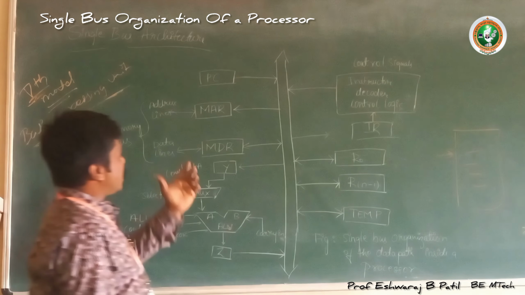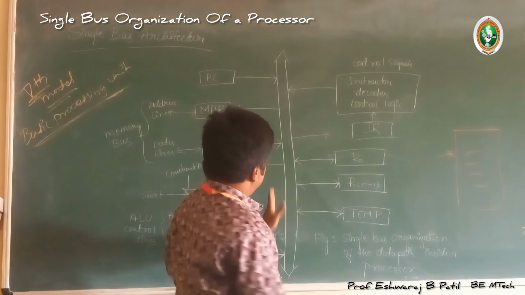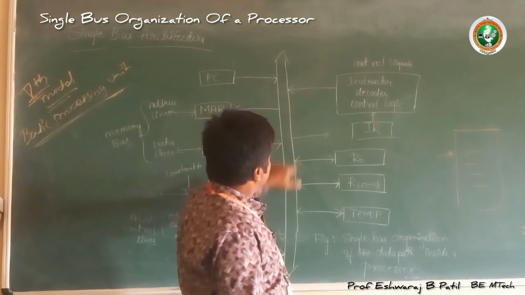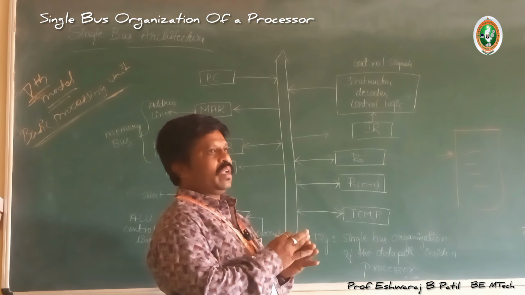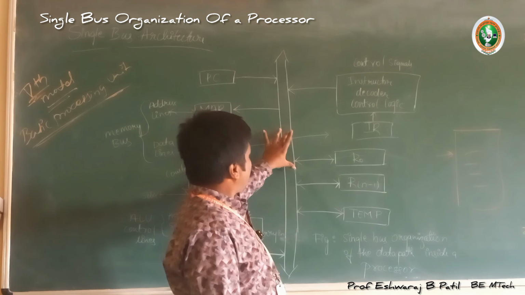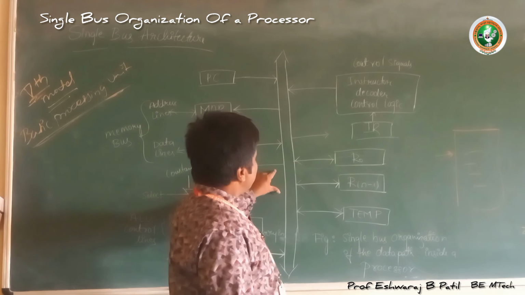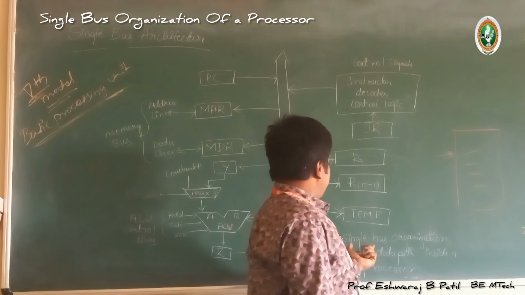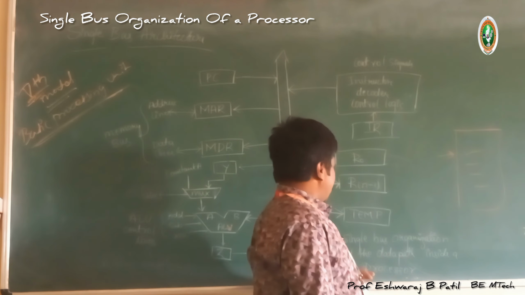One by one. All the units of the processor are connected to only a single bus. This is called the single bus. All the units of the computer or processor are completely connected through only a single bus. Communication happens over the single bus. That is why it is named the single bus organization of the data path inside a processor.